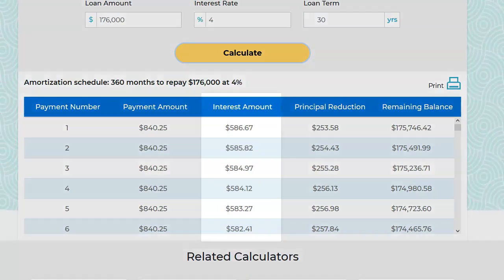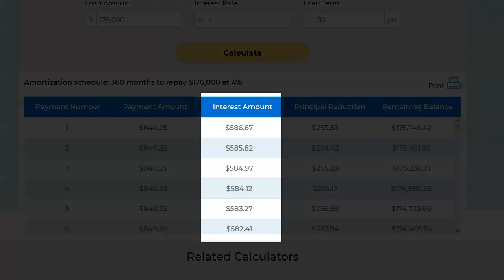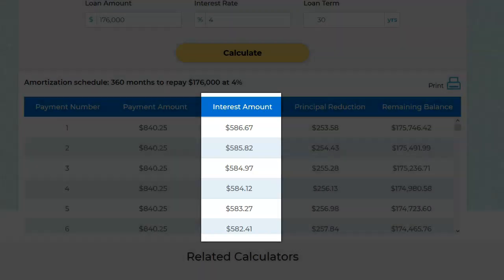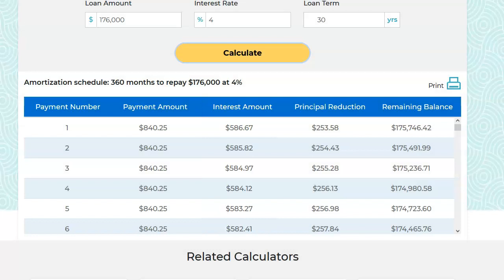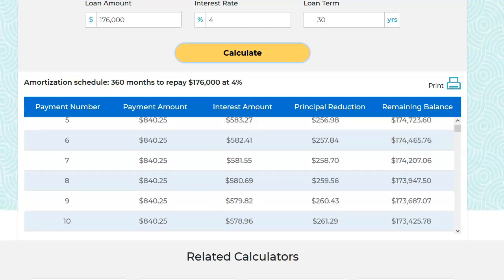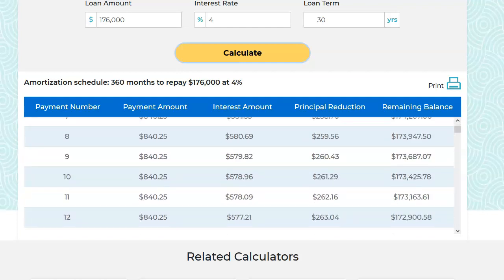The interest amount, as you notice, it starts to go down. And it's going down pretty slowly. 80 cents, maybe 79 cents. But it is going down. So each month you're paying a little less interest. And that's because you're being charged interest on the balance. And the balance is going down every month.